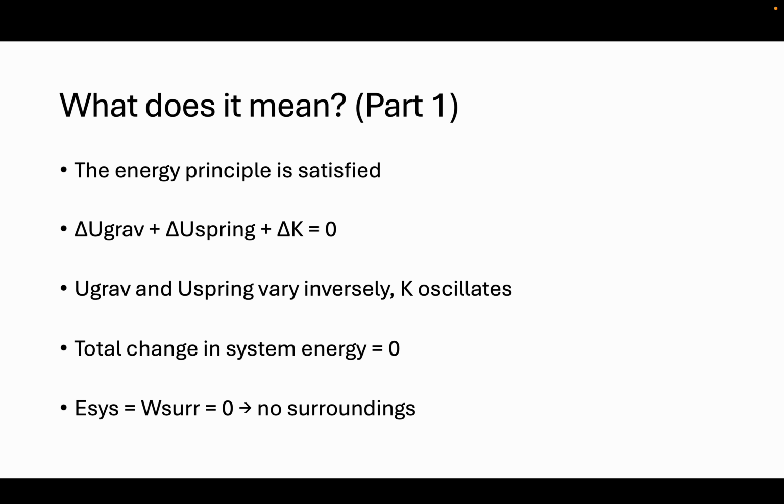This means that the sum of changes in kinetic energy, gravitational potential energy, and spring potential energy always adds up to 0 throughout the motion. We can see from the plot that the spring potential energy and gravitational potential energy are mirror images of each other. When one increases, the other decreases, and the kinetic energy oscillates in between. Because we define the system as including the spring, the mass, and the earth, with no energy exchange with surroundings, we expect the total energy of the system to remain constant.